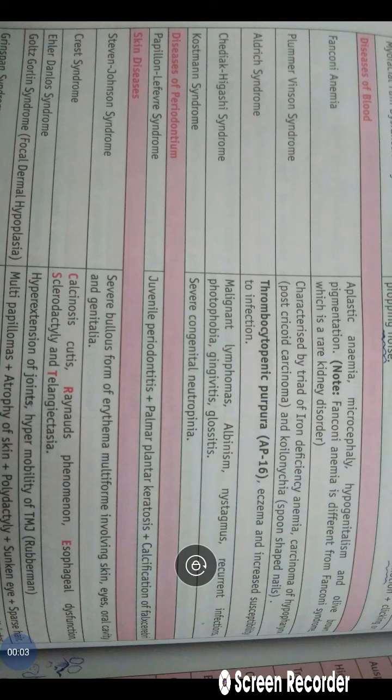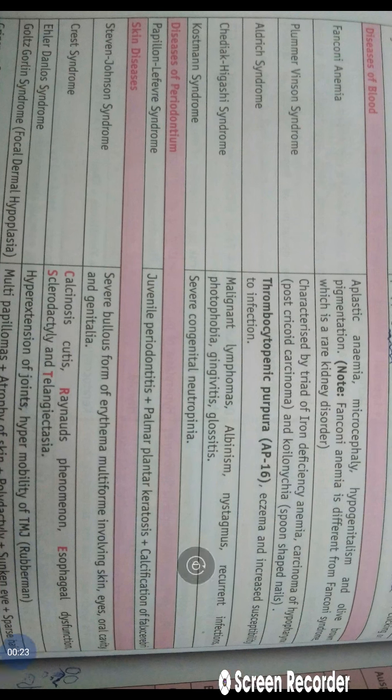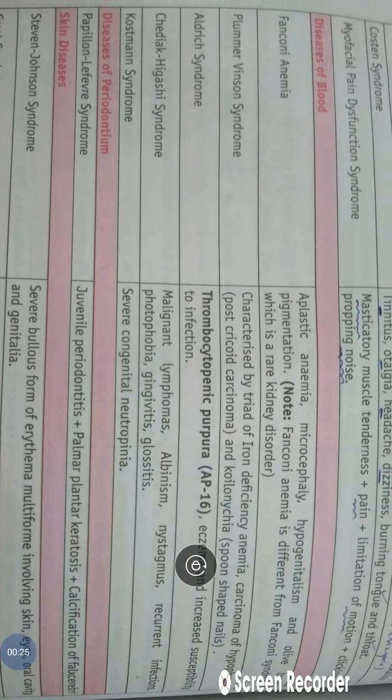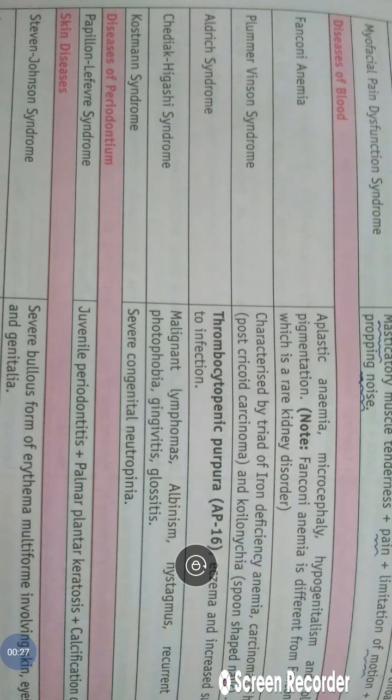Today in this video we will be proceeding further, that is the synopsis of oral pathology, and in this video we will be discussing some of the syndromes related to disease of blood, periodontium, skin diseases and so on. Okay, so let's start with the blood first. In the blood we have five main syndromes. So let's get started to them one by one.